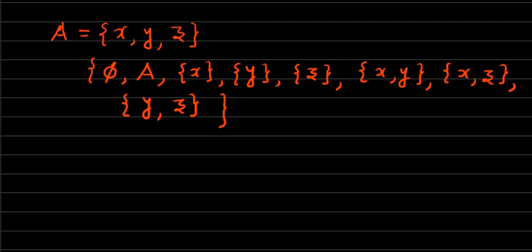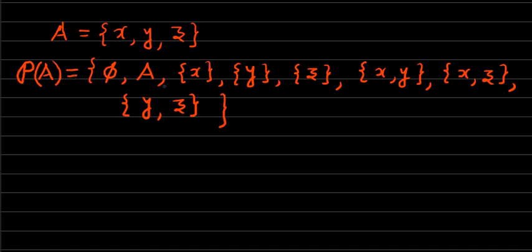So if A has 3 elements in it, then the number of subsets of A is obviously 8, which is 2 raised to 3. So if A is a set, then the collection of all subsets of A is a set which consists of all the subsets of A. We call this the power set of A, and for the power set we will use the notation script P. So it is denoted by script P of A.